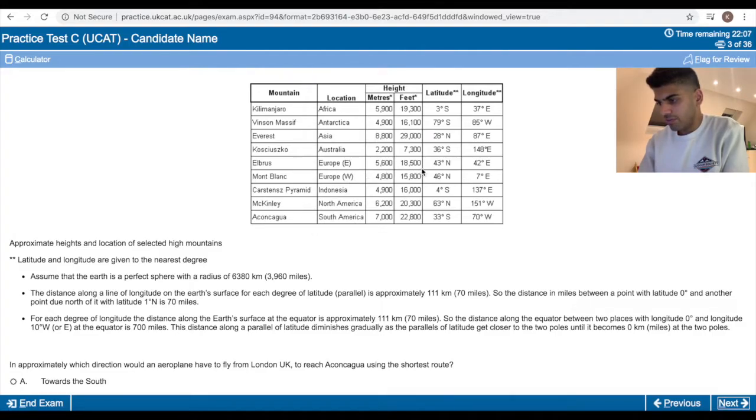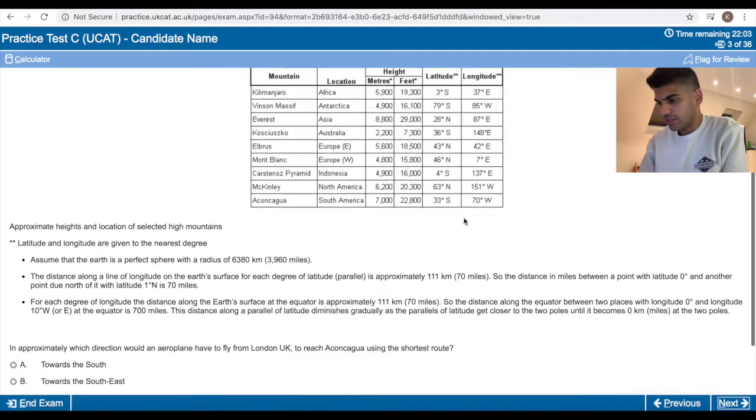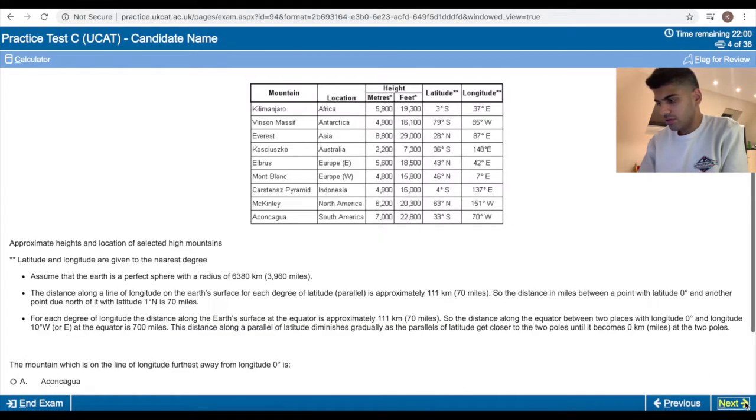So we want from north to south, northeast to southwest. So that's just towards southwest.